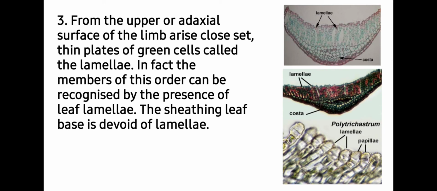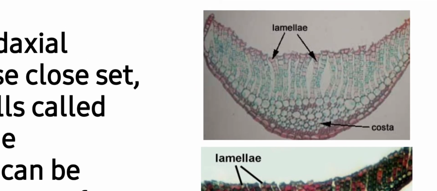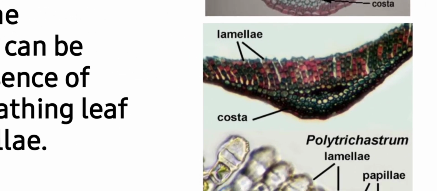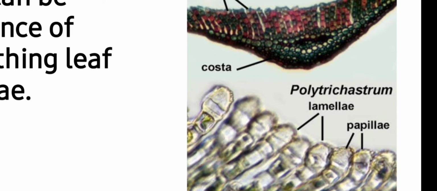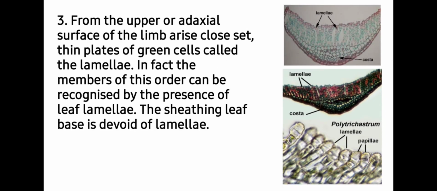From the upper or adaxial surface of the limb arise closely set thin plates of green cells called the lamellae, as you can see in this image. These are the lamellae. In fact, the members of this order can be recognized by the presence of leaf lamellae. The sheathing leaf base is devoid of lamellae, as you can see in this image. At the basal portion, the lamellae are absent and costa is there, while at the upper surface, lamellae are there, and it is a characteristic feature of Polytrichales.